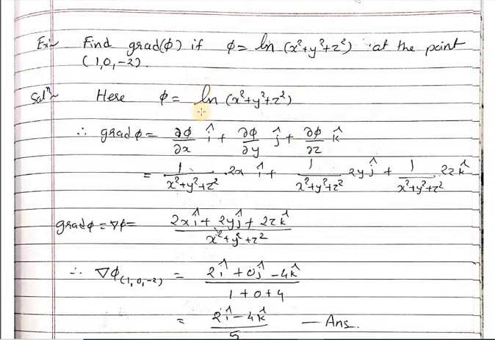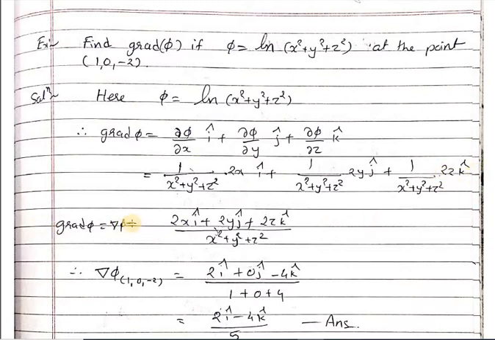So differentiating log has a derivative 1 upon x square plus y square plus z square into the derivative of x square plus y square plus z square with respect to x, that will be 2x, and y and z are constant, so it has a derivative 0, into i. In the same manner, 1 upon x square plus y square plus z square into 2y into j plus 1 upon x square plus y square plus z square into 2z into k.